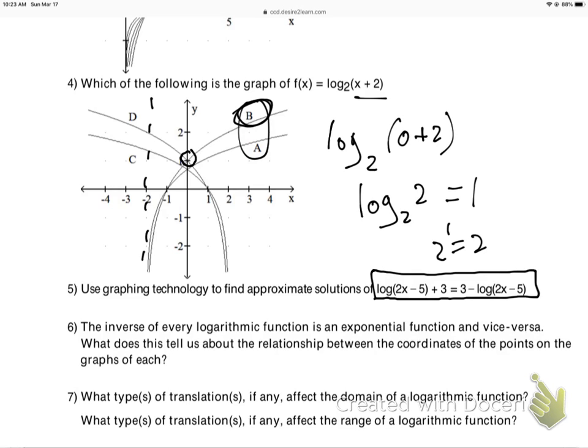Now, translations affect the domain. So remember, the domain of a log, the left and right will be affected. Up and down does not affect it. So the domains of logs are affected by a translation. The range isn't affected. Just an up and down movement is still going to be negative infinity to positive infinity. So it's only the domain that gets affected with logarithms, just like it's only the range that gets affected in exponentials.